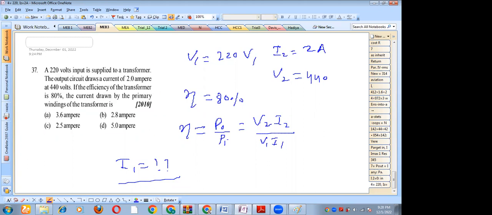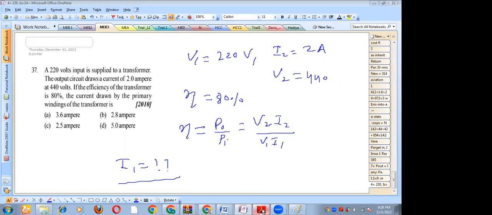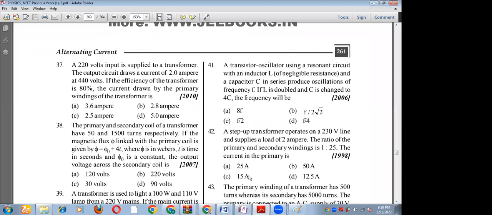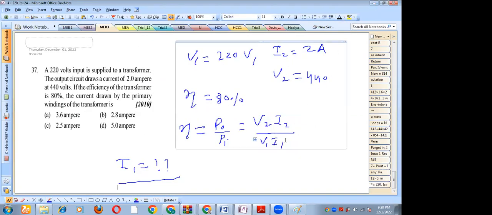Got any answer? Option A. You got option A. Let me check. D is the correct answer. How did you get A? Let us check.